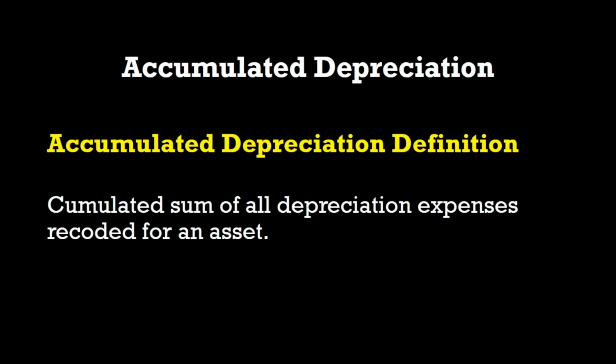For example, plant and machinery 5 years 50,000, correct? And then we have the vehicle, 5 years 20,000. We have the computer, 5 years 25,000. You can calculate all the depreciation. That is also accumulated depreciation. So this is the calculated sum of all depreciation expenses recorded for an asset.